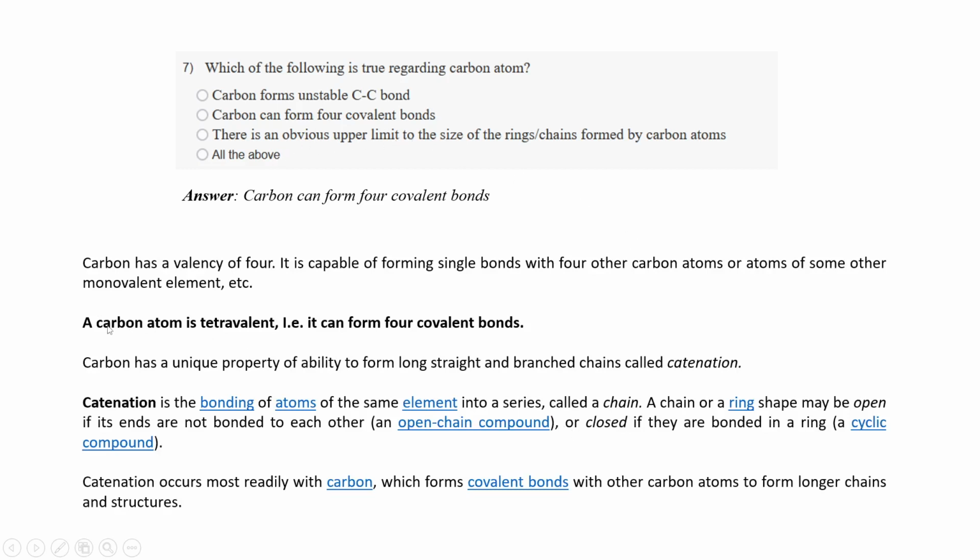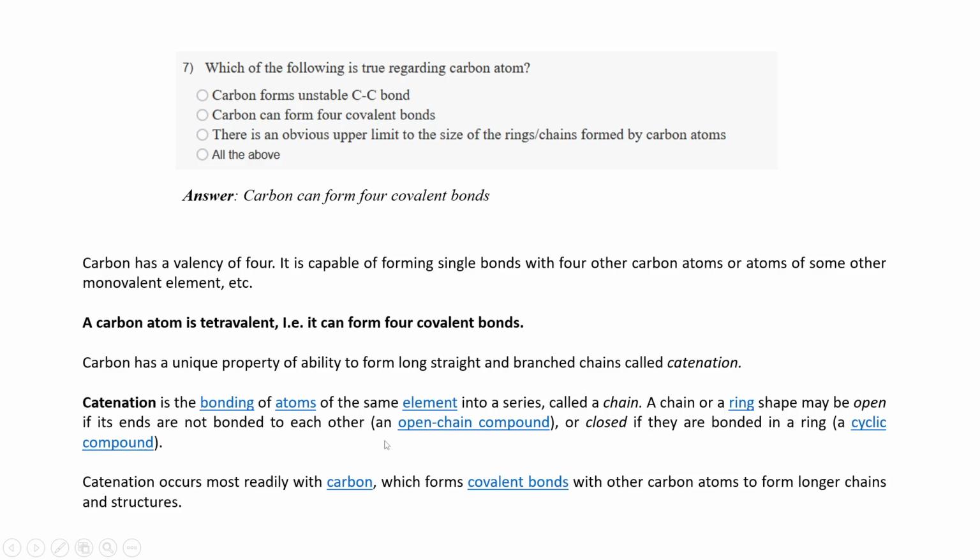So this is the general basic idea, that carbon is a tetravalent element, that it can form four covalent bonds, and carbon has a unique property to form long chains and branched chains. That property is called catenation. Catenation is basically the bonding of atoms of the same element into a chain. So if there is a single carbon chain, that process is called catenation. This chain can be open, as well as closed, which is called a cyclic chain.